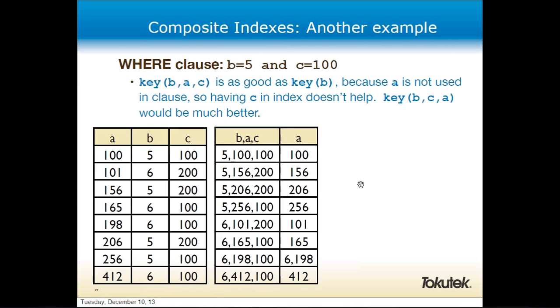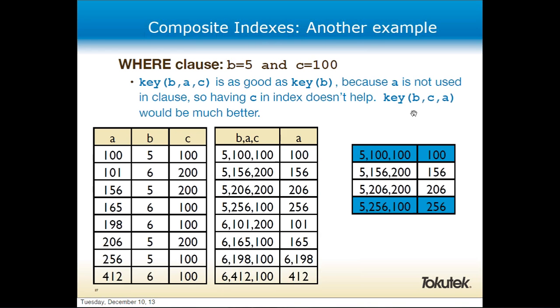Another example with composite indexes. Suppose you have a where clause of B is equal to 5 and C is equal to 100. This is very similar to what I just said, but you have a key on BAC. Well, that key is going to be just as good as B because A is not used in the where clause. So having C in the index really doesn't help reduce the amount of rows you retrieve. A key of BCA would actually be much better.